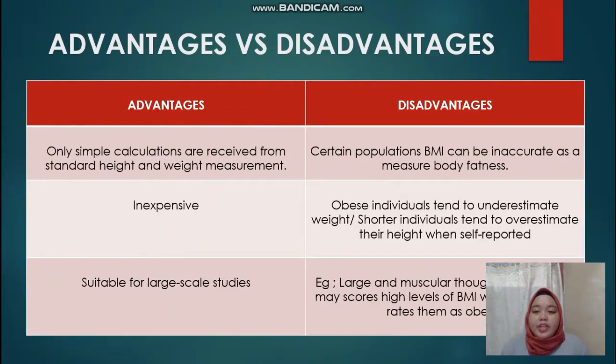While for the disadvantages, in certain populations BMI can be inaccurate as a measure of body fatness. Obese individuals tend to underestimate their weight, while shorter individuals tend to overestimate their height when self-reported. For example, a large and muscular athlete may score a high BMI, which incorrectly rates them as obese. As we know, athletes have more muscle than ordinary people.